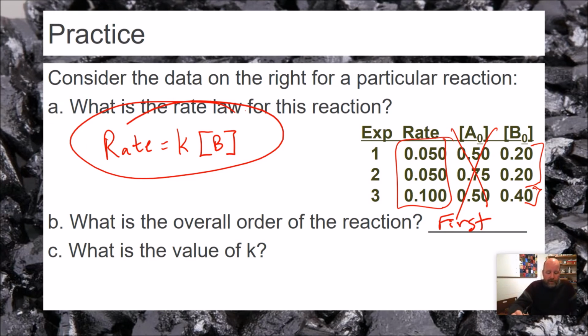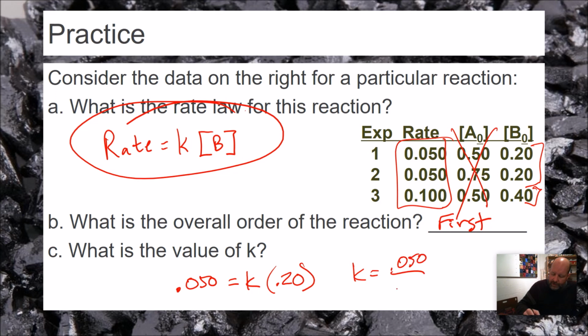What's the value for K? Well, that should be easy to solve. Let's find that. The rate is equal to, which one should we pick? Let's just pick the first one. 0.050 equals K times 0.20. So K equals 0.050 divided by 0.20. Hopefully you can see that that's just 1/4, right? 0.05, so 5 over 20 is 1/4.